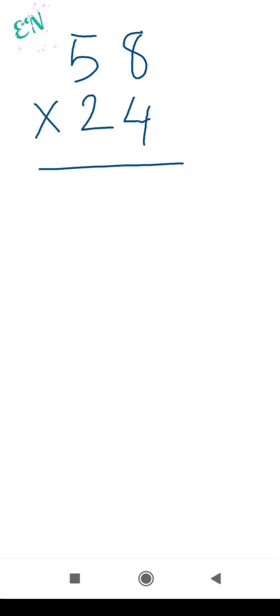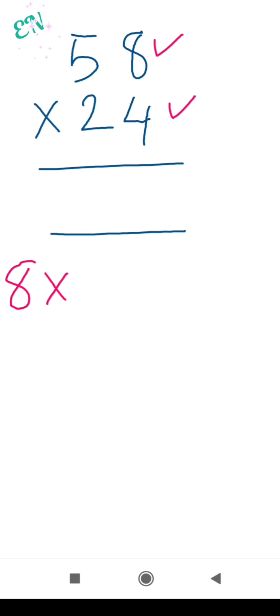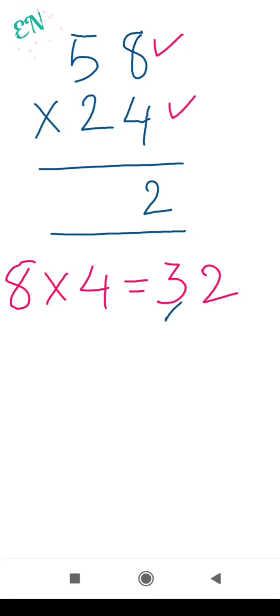To understand the 3 digit numbers multiplication trick, we need to understand the 2 digit numbers multiplication. Suppose we have to find out the product of these two numbers. The first step is to multiply ones places. So 8 into 4 is 32. 2 we will write in the answer and 3 we will keep aside as carry.